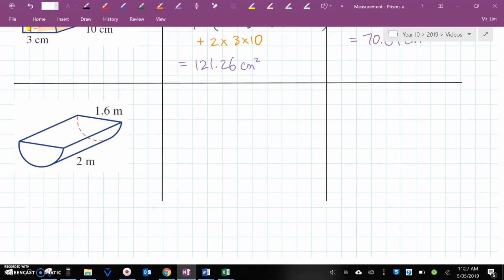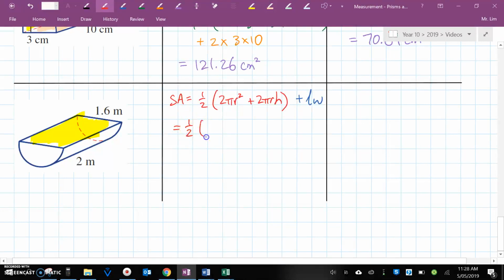Last question. So here we only have half a cylinder. So surface area is going to be half of 2 pi r squared plus 2 pi r h. But when we sliced it, we have to add that rectangle. Length times width. So surface area is equal to half times 2 pi times the radius.